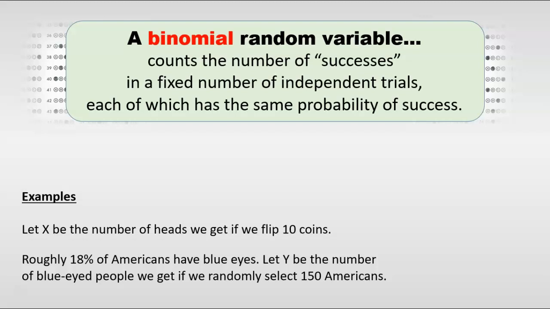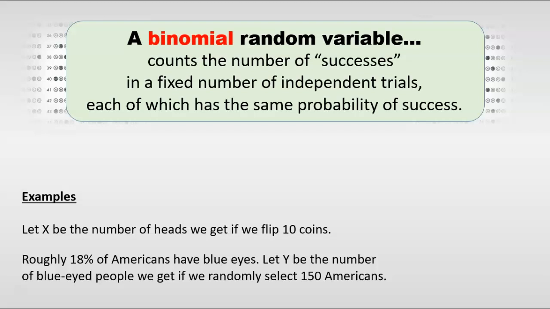We call all the blue-eyed Americans successes and count how many of them there are. And since the people are chosen randomly, the trials are independent. There's an 18% chance that each randomly chosen American will have blue eyes. Hence, y is indeed a binomial random variable.